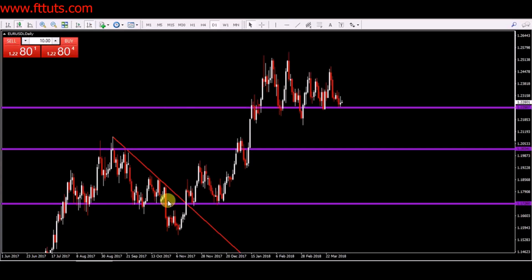Number two, what are we waiting for? A break and close above the daily trend line, above the trend line on the daily chart. So that's rule number two. Number one, let me draw my support resistance lines based on the support and resistance of the daily and weekly chart.